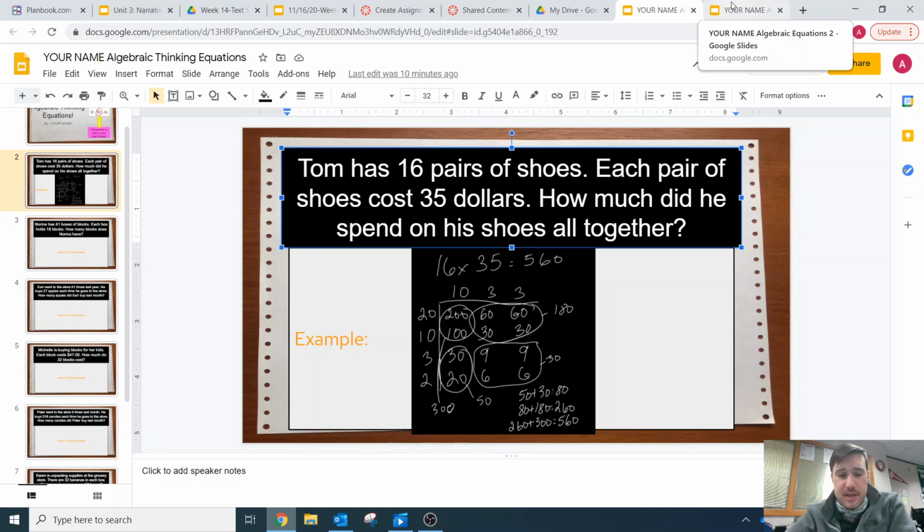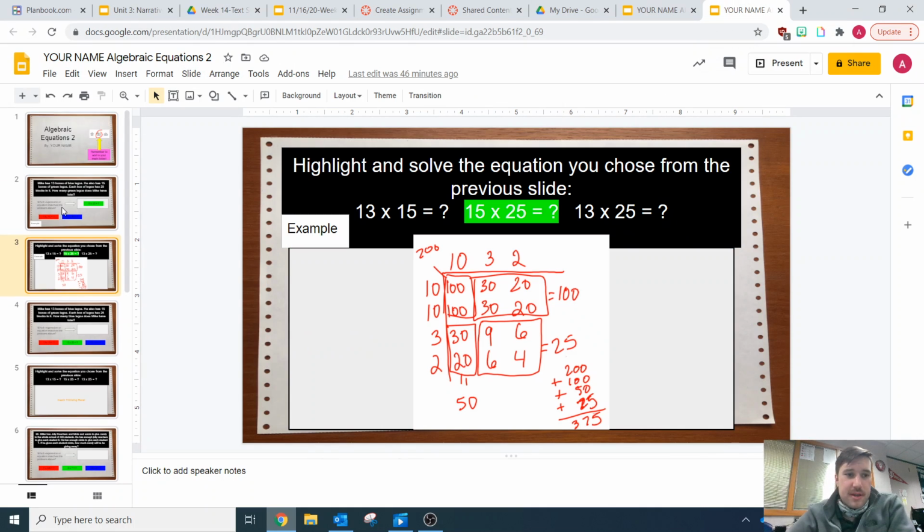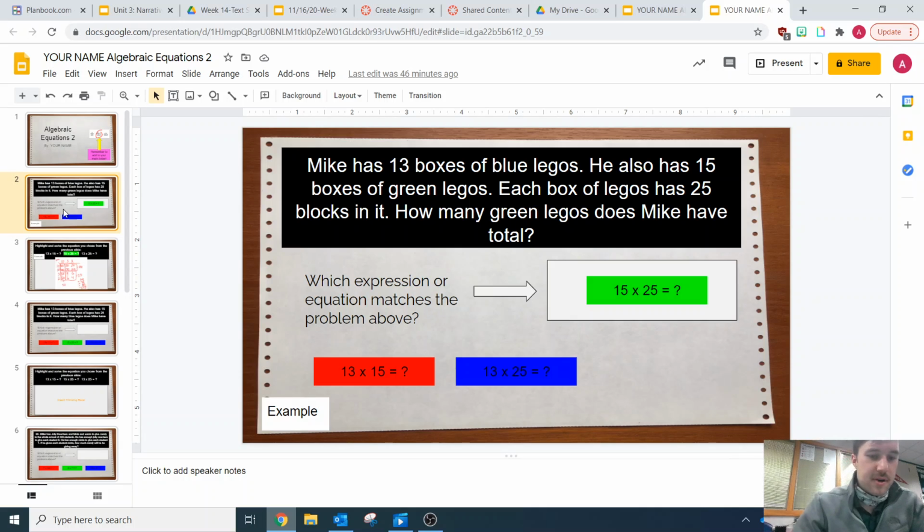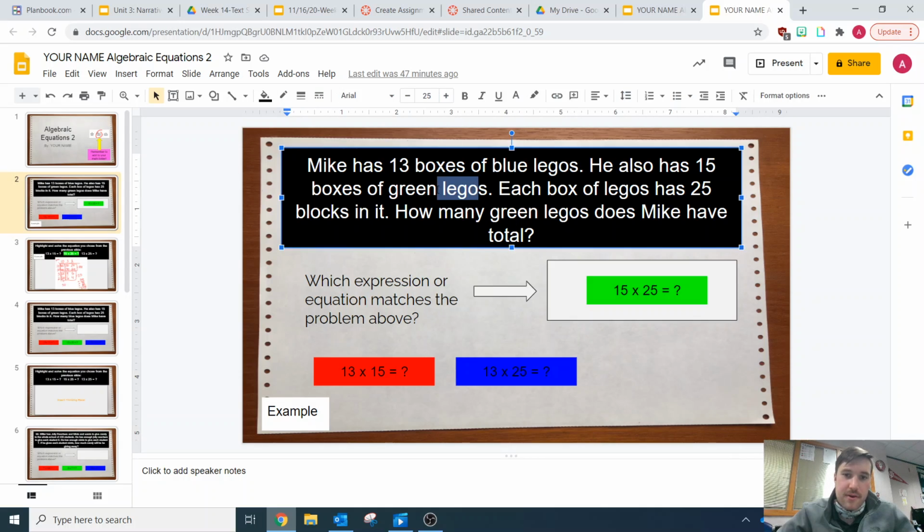Not all information in a problem is going to be necessary all the time. If we look at an example here from your second part this week, Mike has 13 boxes of blue Legos. He also has 15 boxes of green Legos. Each box of Legos has 25 blocks in it. How many green Legos does Mike have total? So this question is asking us how many green Legos does he have? I've got information about green Legos. I've also got information about blue Legos.